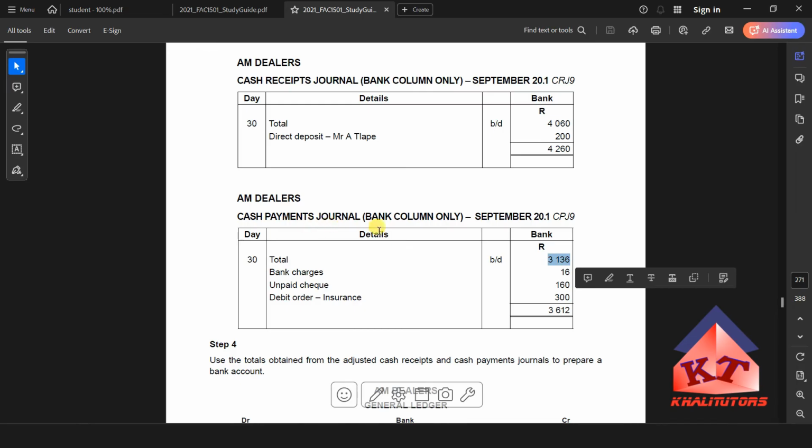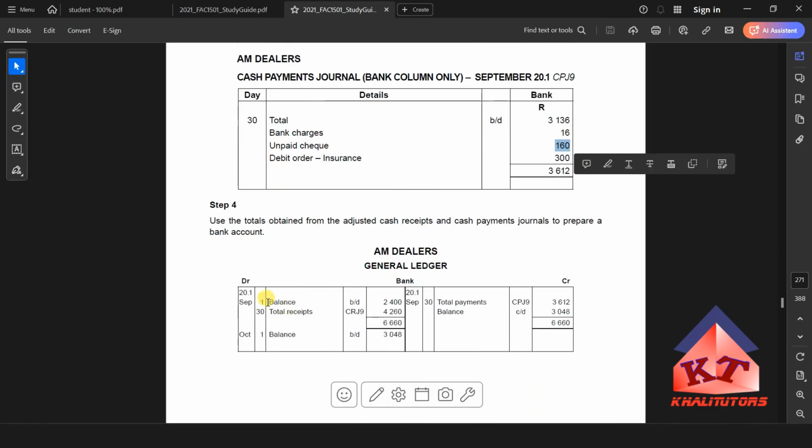Remember, without adjusting the cash payments journal, the total was 3136, and after adding the bank charges, the dishonored check and the insurance amount, the new total becomes 3612, okay? So now that you have adjusted the totals for your cash receipts and your cash payments journal, you can compile your bank account, okay? So your opening balance for the bank account in this case is 2,400.